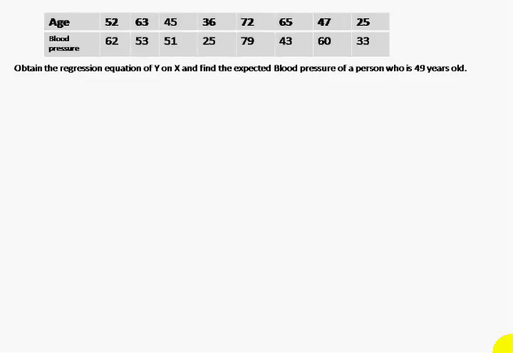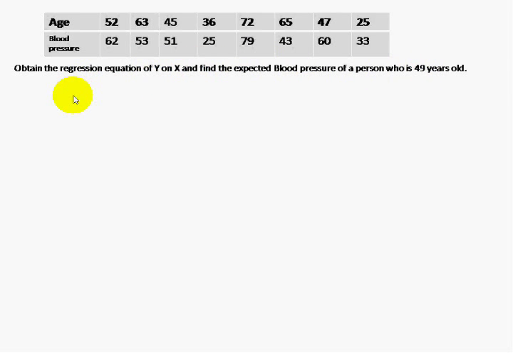Today we are going to discuss a regression equation problem. Here the age versus blood pressure data is given. We have to find a regression equation of y on x and find the expected blood pressure of a person who is 49 years old. That means for age 52 the blood pressure is 62, for 63 it is 53, like that the data is given. For a 49 year old person, we have to find the blood pressure using the regression equation.